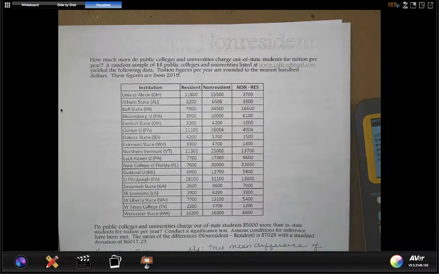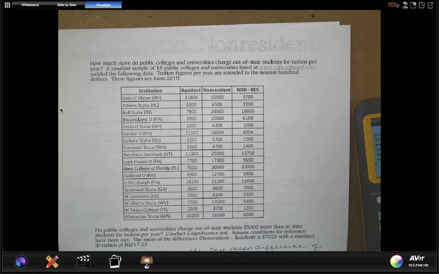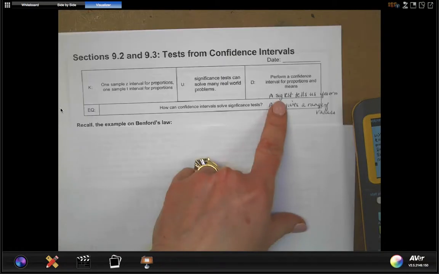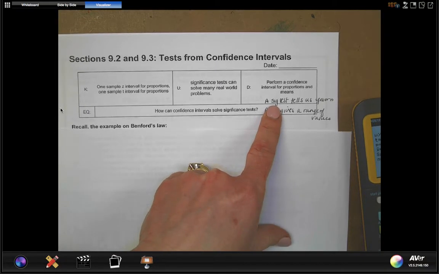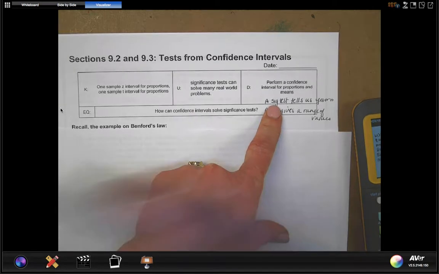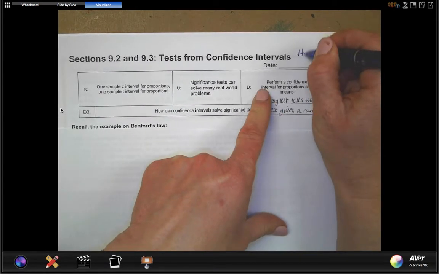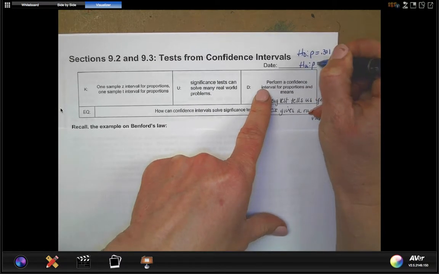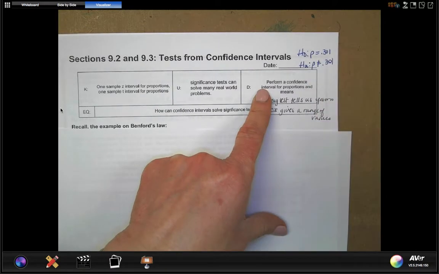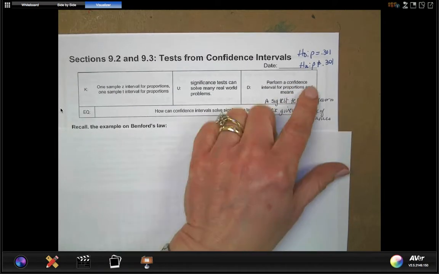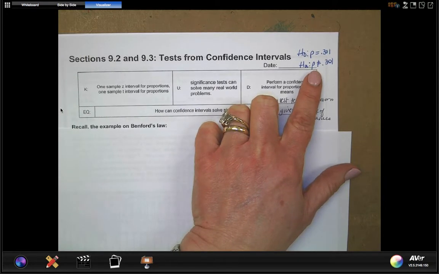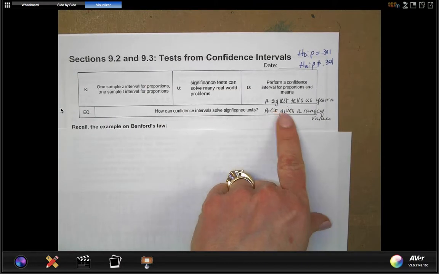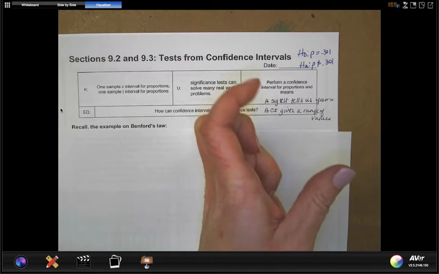What we're trying to do is compare confidence intervals and significance tests. So when we do a significance test, we basically just get a yes or no answer. We get a result and we reject H0 or we don't reject H0, but all we know is it either is different or we can't conclude it's different. But a confidence interval actually tells us a range of values, so it gives us numbers that it could be.